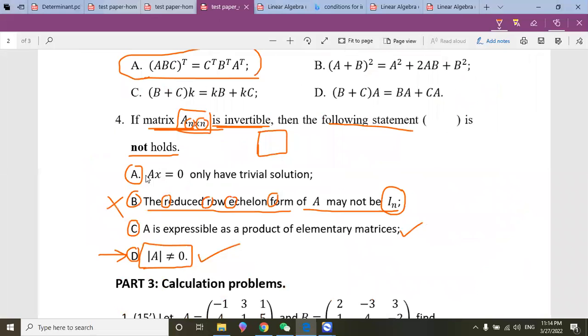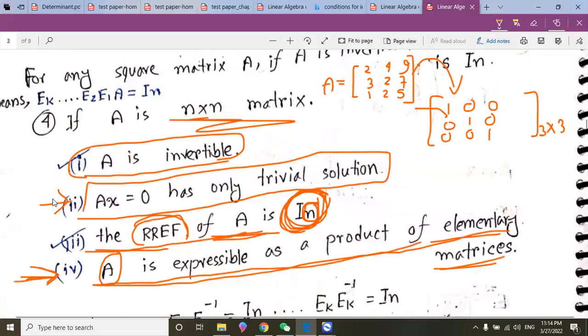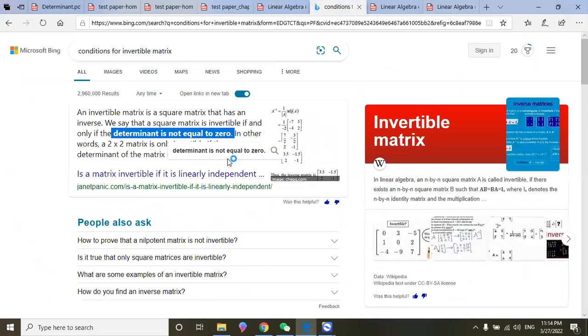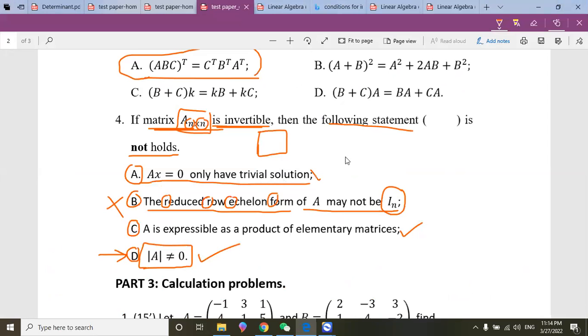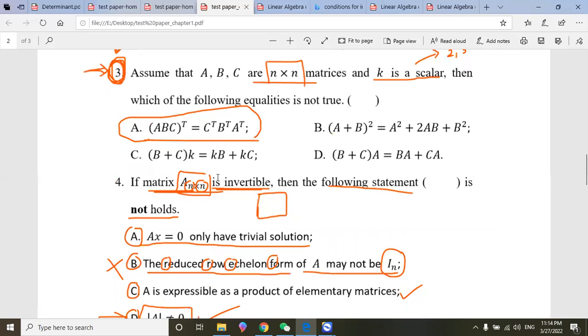And the first condition, A multiplied by x equals 0 has only the trivial solution. So this was our condition, right? So this condition is also true. That means our answer will be B. Okay, so our answer will be B.